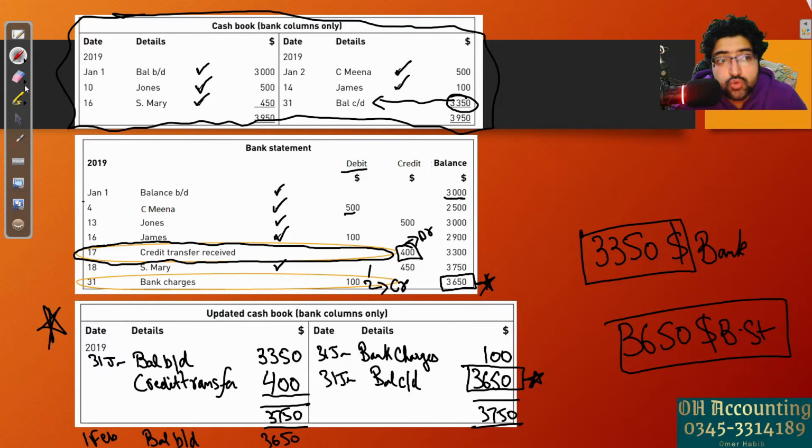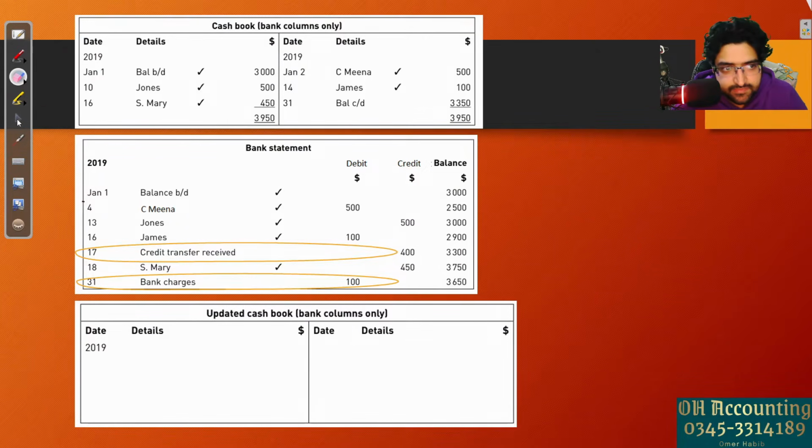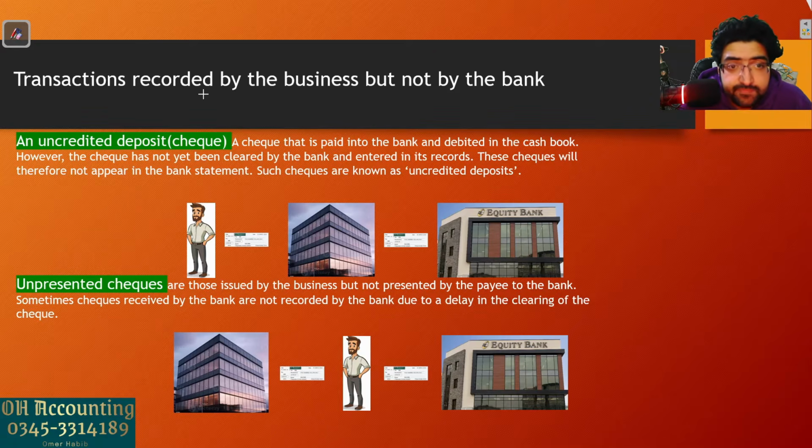Now moving on to a technical example in which you will have to do one more step after this, which is preparing the bank reconciliation statement. Let's move on. Okay. For now, we have discussed those things that are present on the bank statement but missing from the cash book. There are also a few things that are recorded by the business. As you can see, transactions recorded by the business but not by the bank.